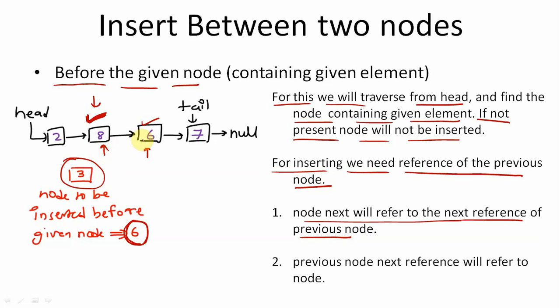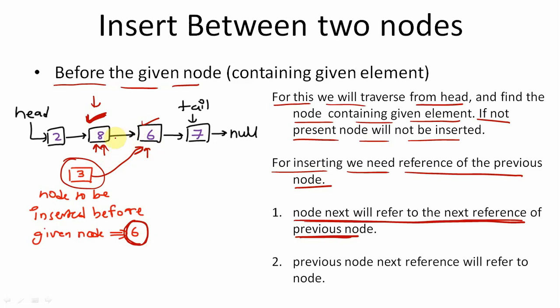then the node's next will refer to the next reference of the previous node. We have to let the node's next refer to the next reference of the previous node. The previous node is this particular node. Now what we want is that the next of this node will also be the next of the new node, meaning this node will refer to this particular node.